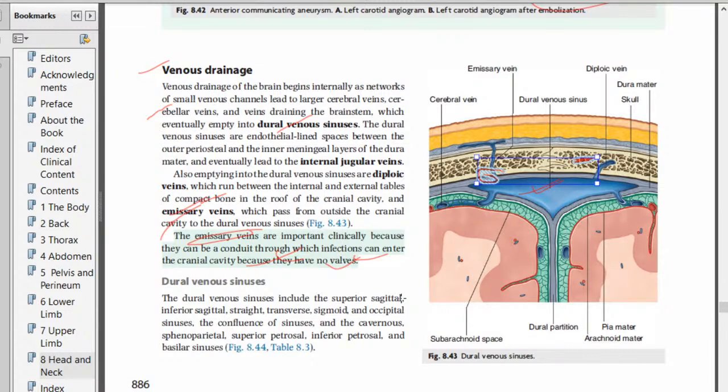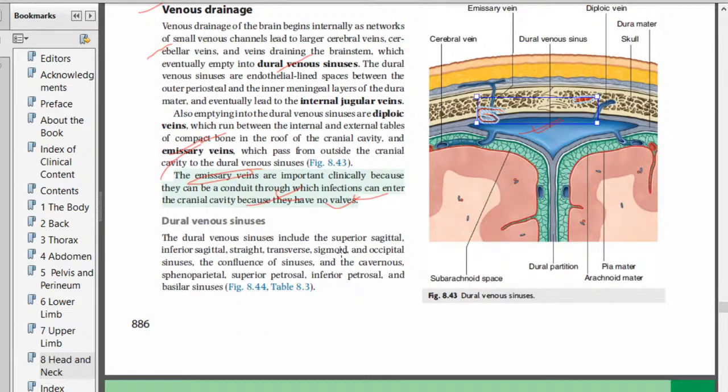Dura mater itself consists of two parts: a periosteal part and a meningeal part. In some places they split off to give an empty space, and within this space there are venous sinuses, and there is also the presence of arachnoid mater, which we'll be studying in CSF. So let's start with the dural venous sinuses.